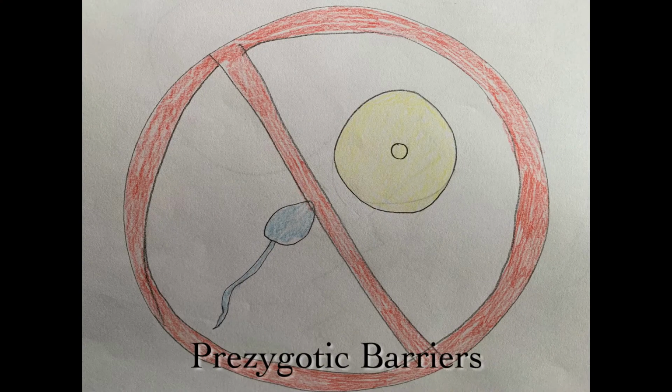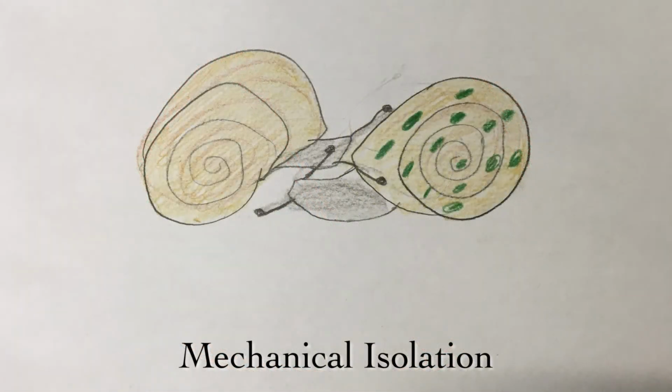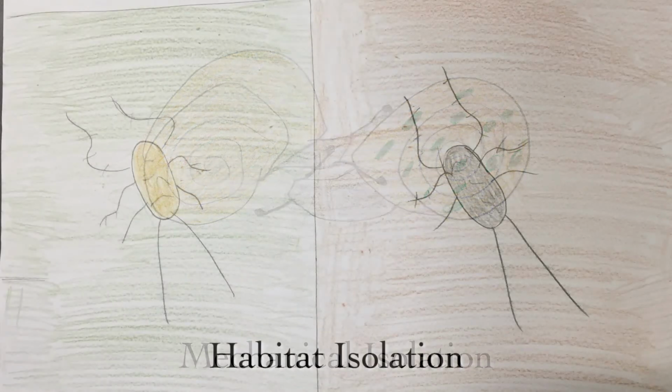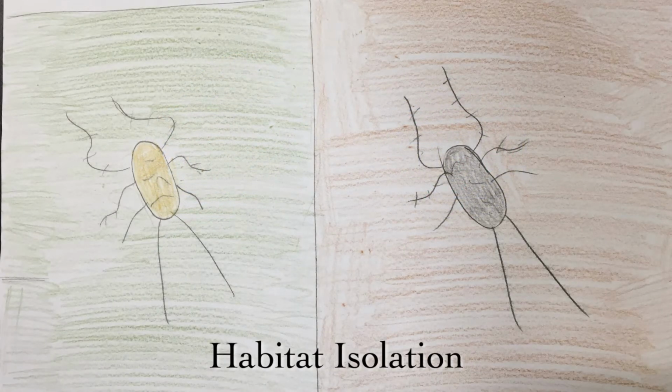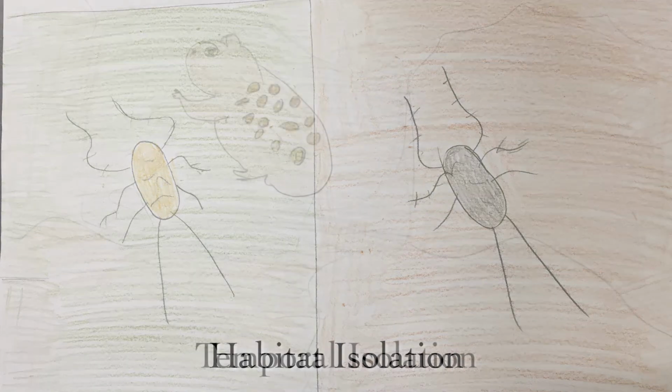Prezygotic: anything that prevents mating and fertilization. Mechanical isolation. This evolutionary mechanism is when different species are isolated by their mechanics or genitalia. Habitat isolation. Two species that live in the same area but different habitats encounter each other rarely.